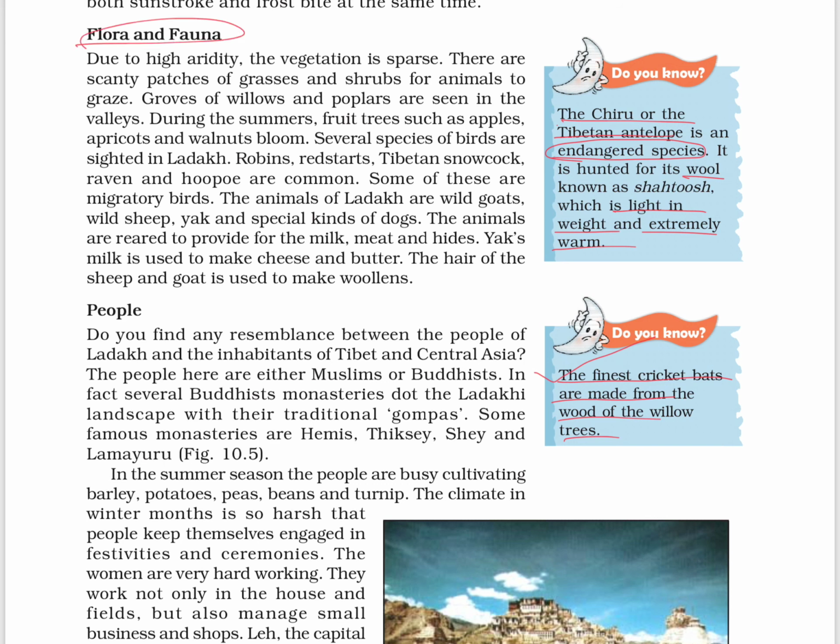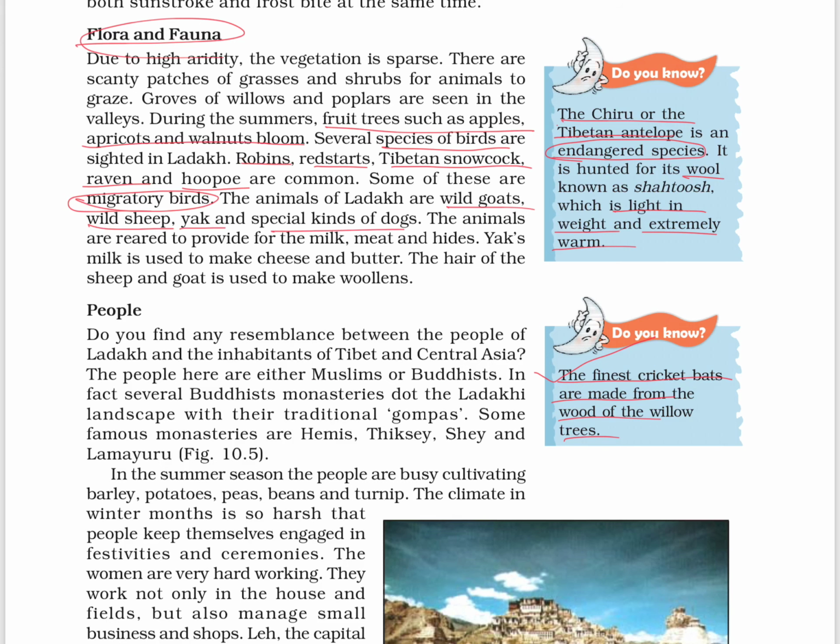Let's see the flora and fauna. During summers, fruit trees such as apples, apricots and walnuts bloom and are famous here. Several species of birds are sighted in Ladakh. Robins, redstarts, Tibetan snowcock, raven and hoopoe are common here. Some of these are migratory birds. Animals of Ladakh are wild goats, wild sheep, yak and special kinds of dogs.